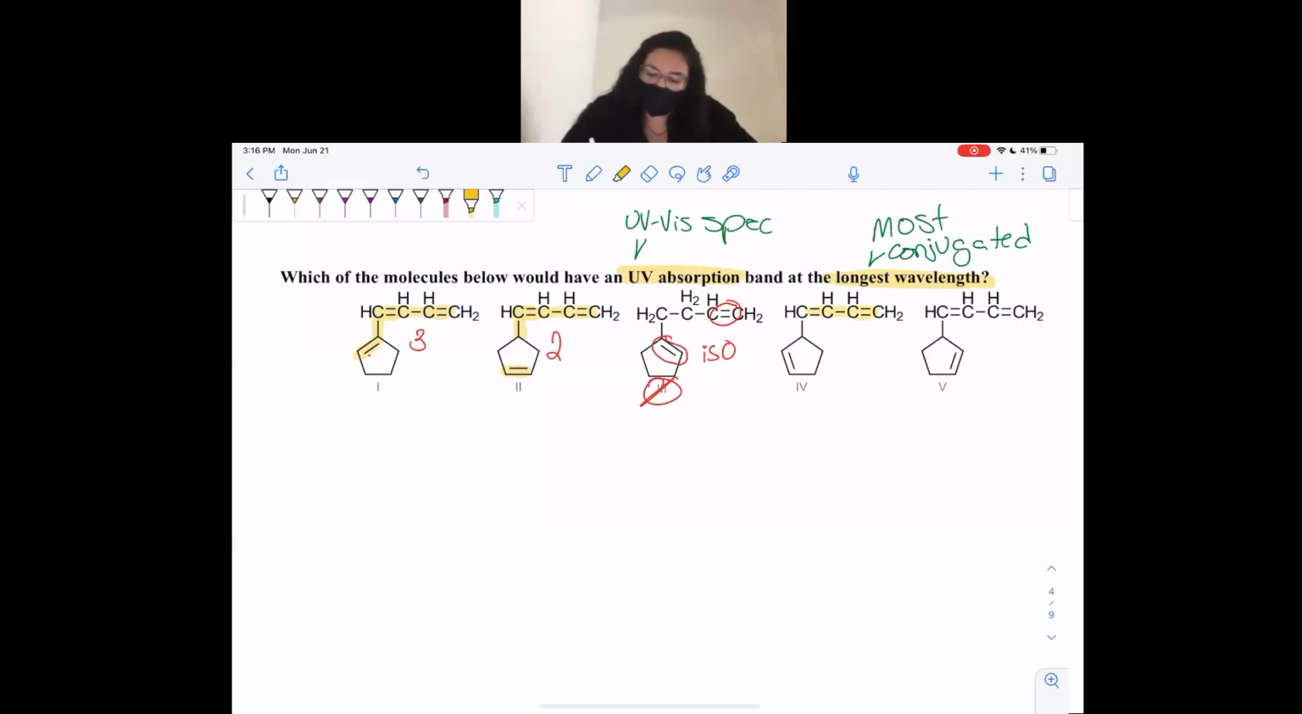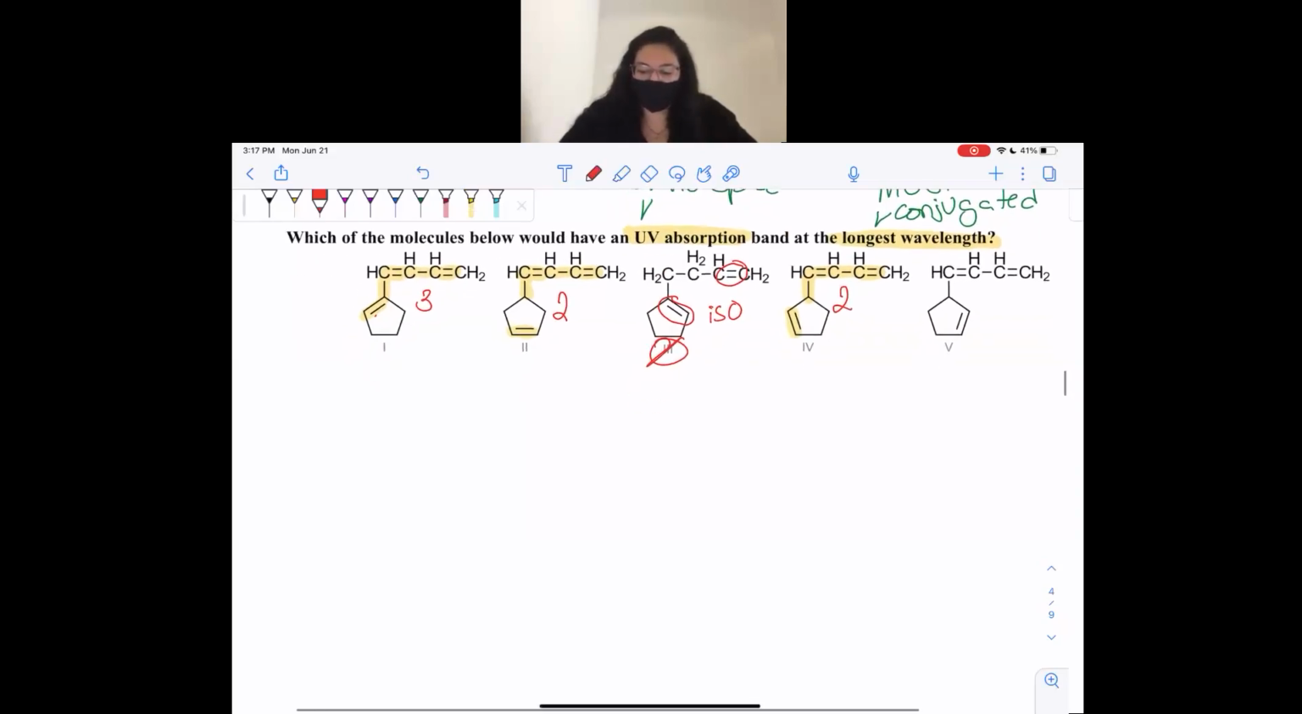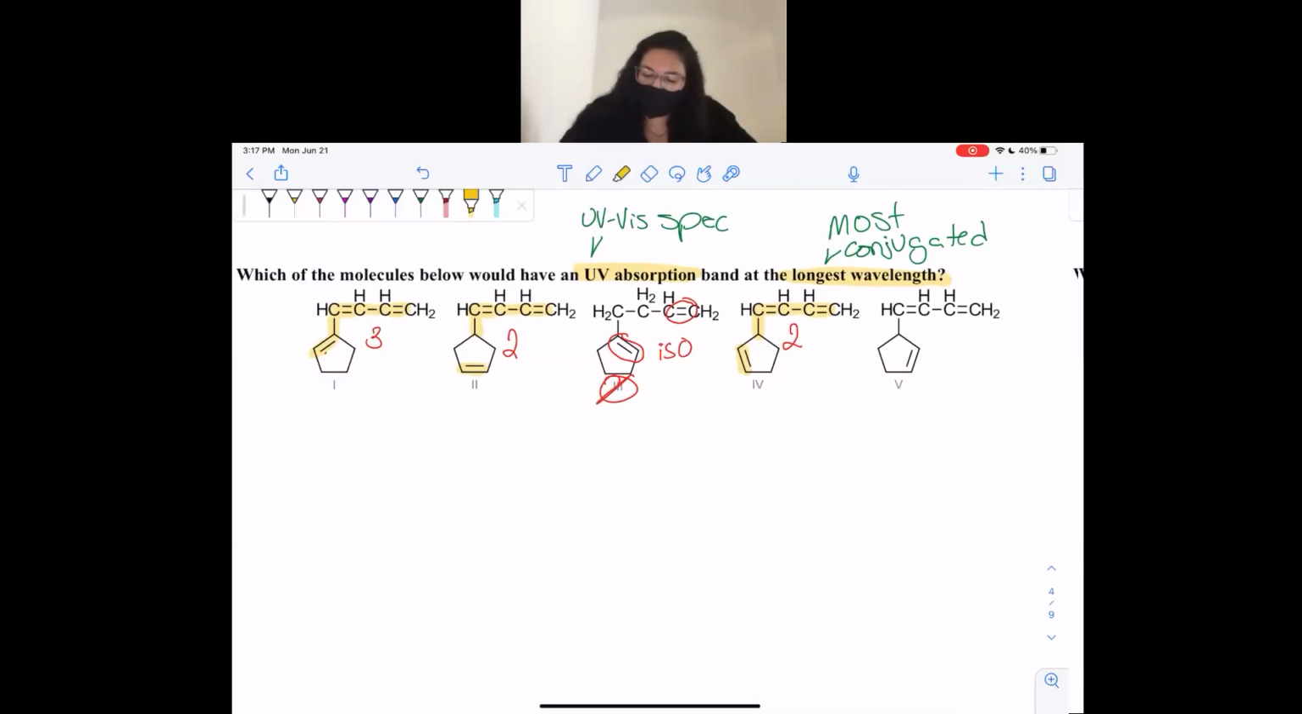Double, single, double, single. No double bond. It's all the way over here. So this is again only 2 in conjugation. This last one, 2, 1, 2, 1. Again, only 2 double bonds in conjugation. So which one of these is going to have the longest wavelength on UV spectroscopy? Number 1, I agree. So I'm going to put a circle and a star. Any questions about how I went about this one?